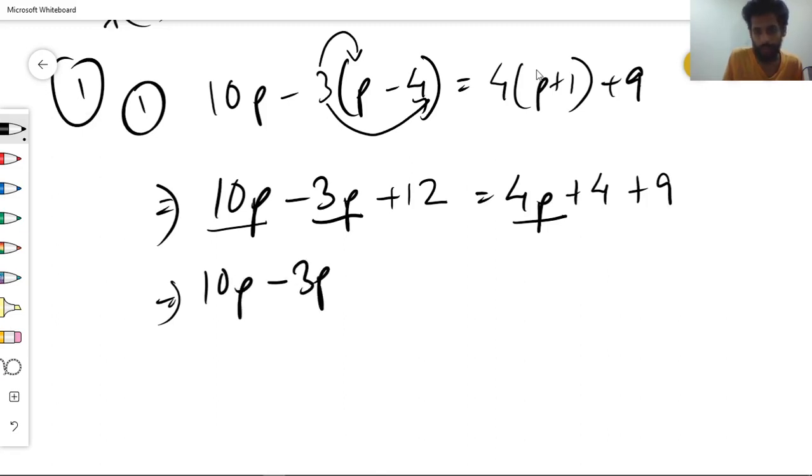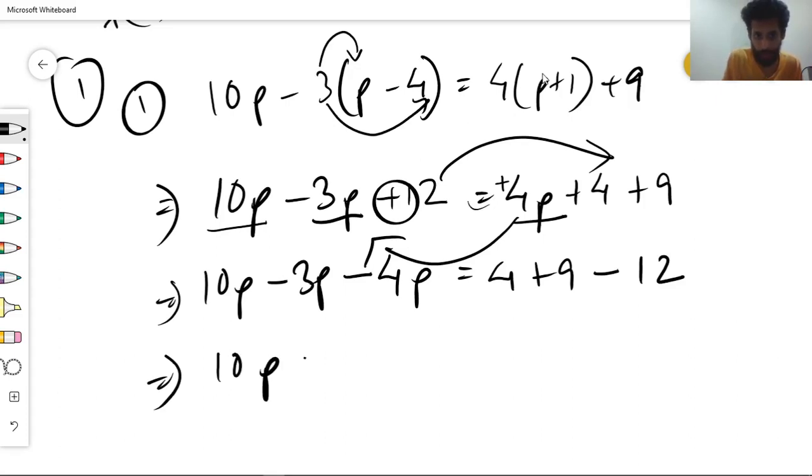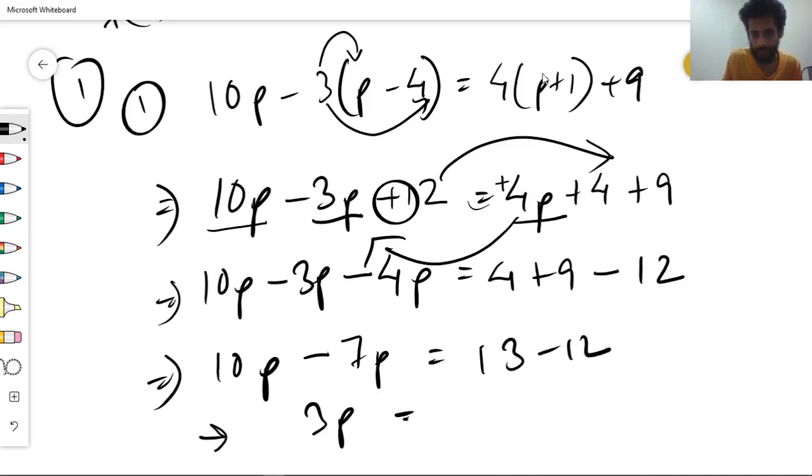Here it is 3p. Now we will bring this 4p to this side. This 4p has a plus here, so when I bring this to this side it will be minus 4p. Then the numbers here are 4 plus 9. Now I will bring this 12 to the other side. It has plus here, so it will become minus 12. So now 10p minus 3p minus 4p, that is 10p minus 7p, is equal to 4 plus 9, 13, minus 12, so it will be 3p is equal to 1.